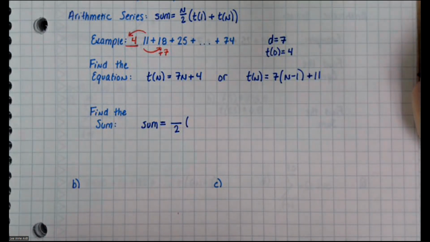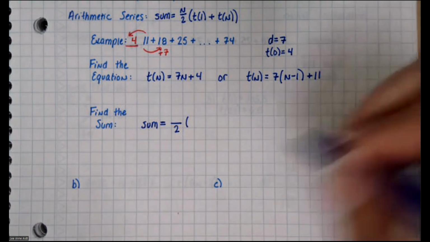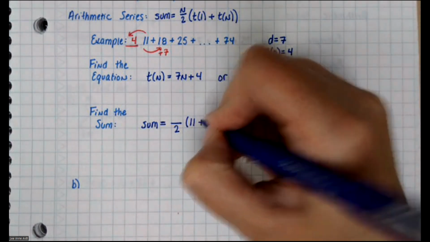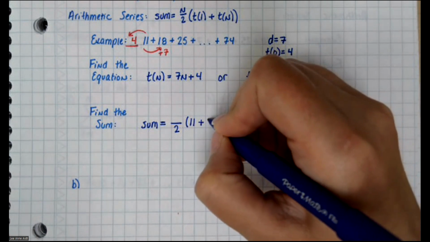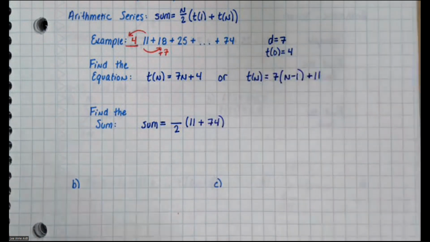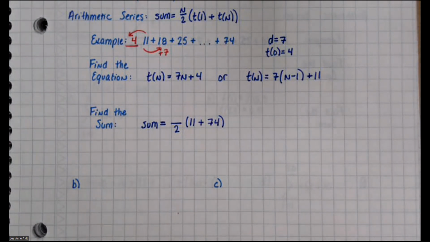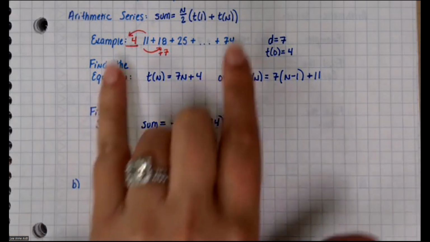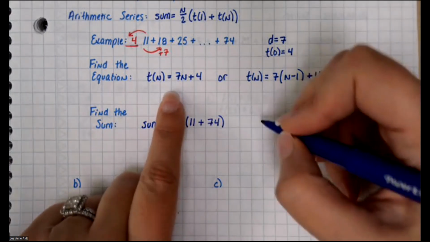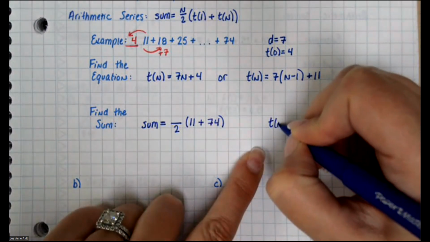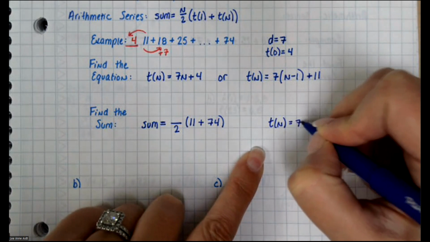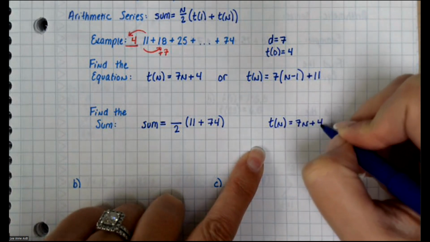What's the first term? 11. And what's the last term? 74. Okay, so we have a hole in our sum formula. I think I said this about 47 times on the block day, and I'm going to try to say it 392 times today. Whenever you get stuck on that, go to the equation. You have both. I think this one's easier to plug into, so I'm going to go here. T of n equals 7n plus 4.